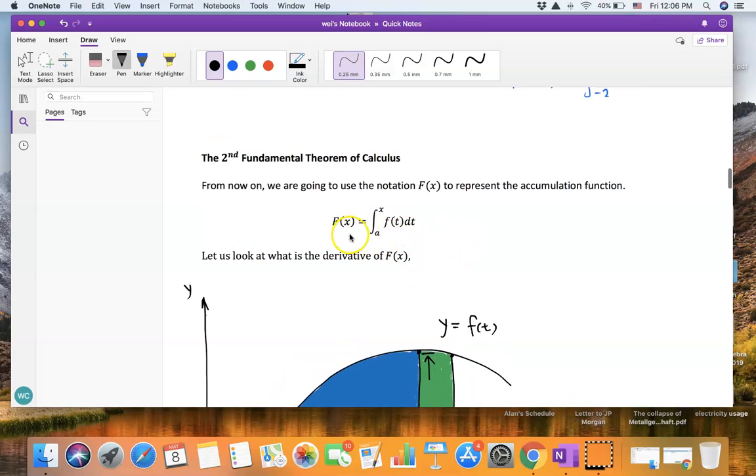So that being said, the derivative of this capital F(x) equals the little f(x). And according to the definition of antiderivative, since the derivative of capital F(x) is little f(x), this means capital F(x) is an antiderivative of the little f(x).